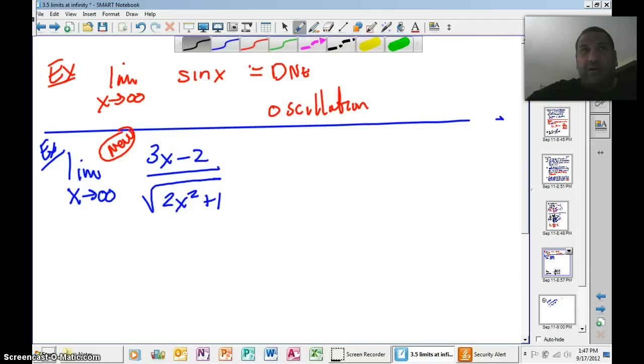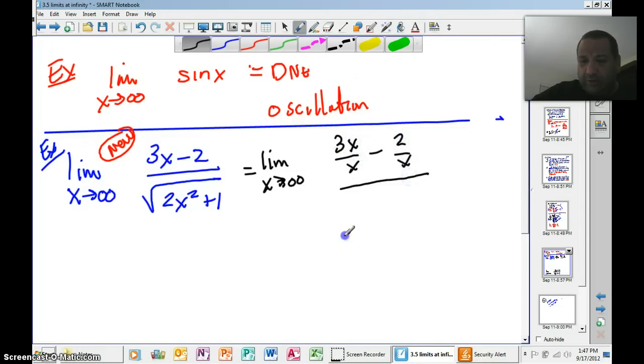This one, we want to talk about, well, if I divide everything here, I'll bring the limit along. Remember, I always bring the limit along until I go through the limit. Okay, that's really ugly, but that's okay. At least I'm bringing it along. And I get 3x divided by x minus 2 divided by x, all over.